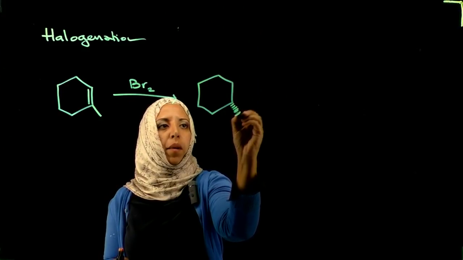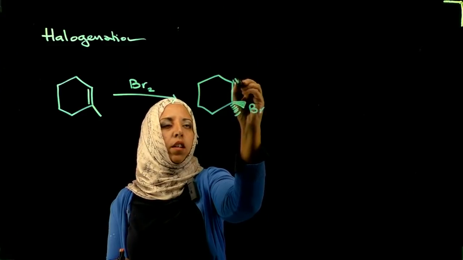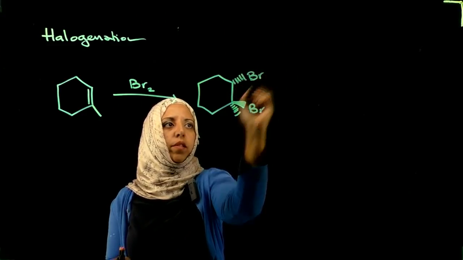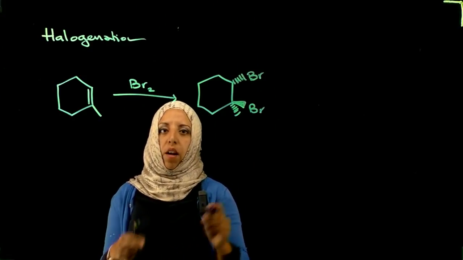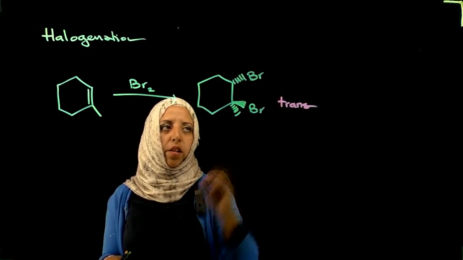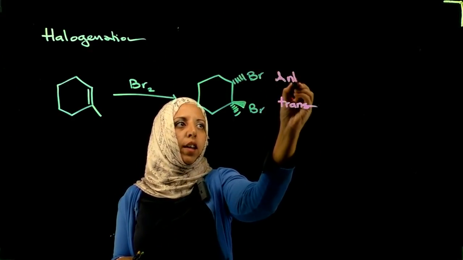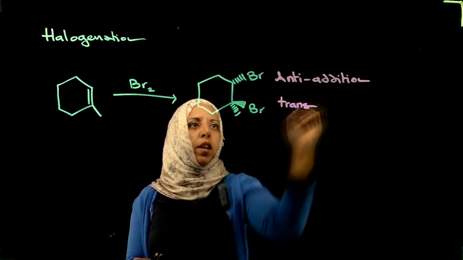We'll get a methyl on a dash, bromine on a wedge, bromine on a dash, right? So if you notice, of both bromines, one is on a dash and one is on a wedge. They're trans, right? Both bromines are trans to one another. And what we call that is an anti-addition, right?